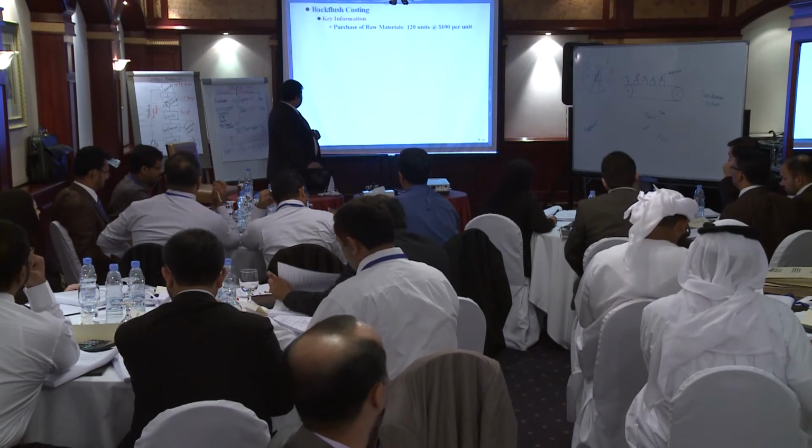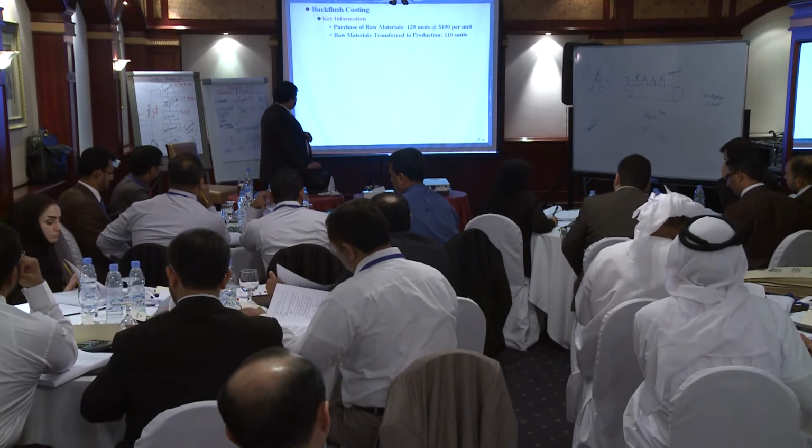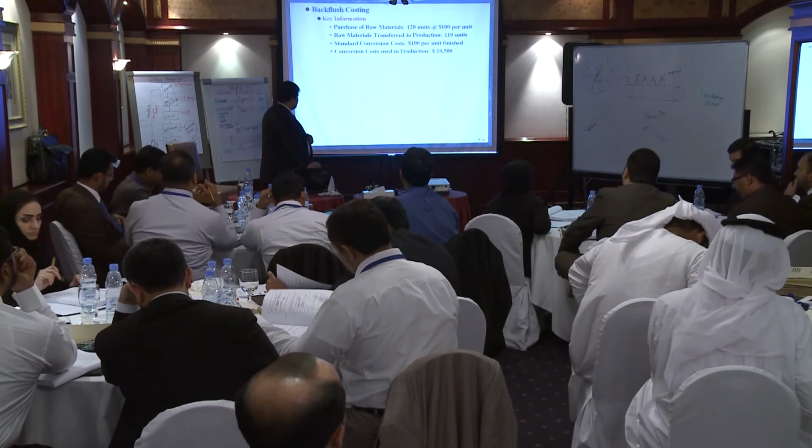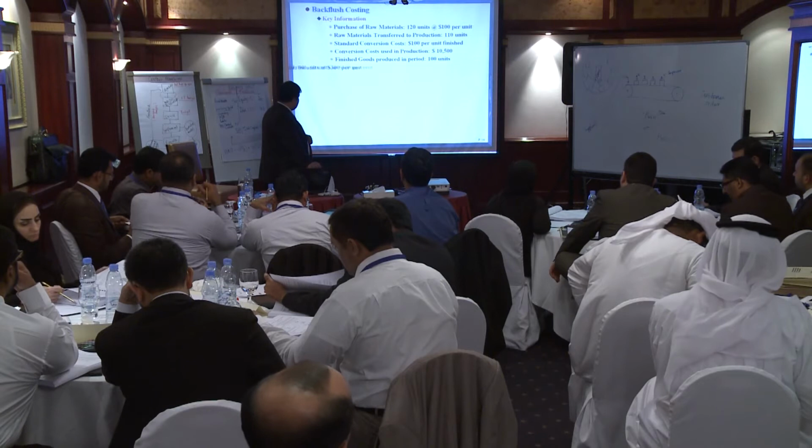Purchase of raw materials, 120 units at $100 a unit. Raw materials transfer to production, 110 units. Standard conversion cost, $100 per unit finished. Conversion cost used in production, 10,500. I'll show you what all this is. Finished goods produced in the period, 100 units. Units sold in the period, 90 units at $300 a unit.